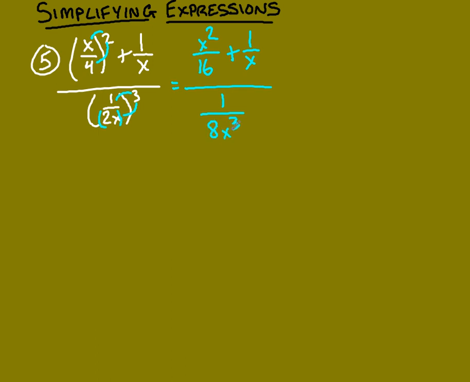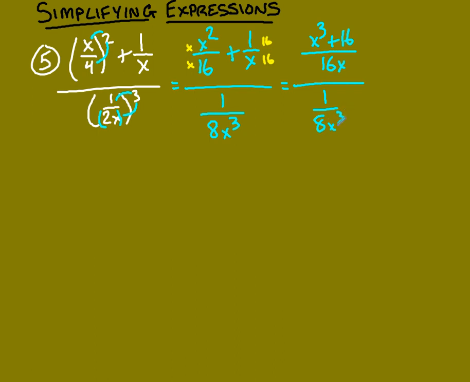Okay, I got multiple fractions going on here. So this fraction up top, this big fraction, I need to make into one fraction. So I need to find a common denominator. So I'll just multiply this guy by x over x, and this guy by 16 over 16. That means that this will now be x cubed plus 16 all over 16x. And then this denominator is the same, 1 over 8x cubed.